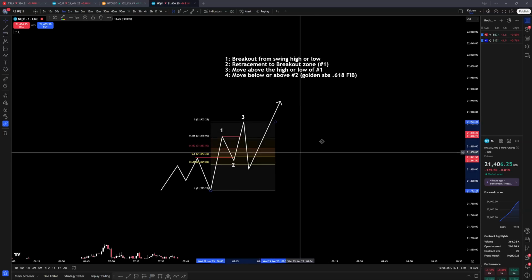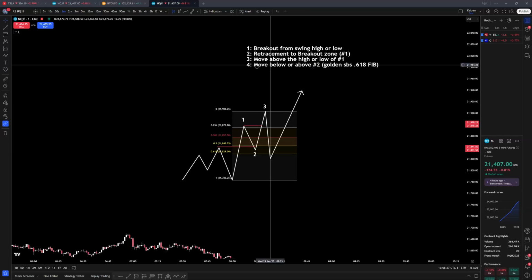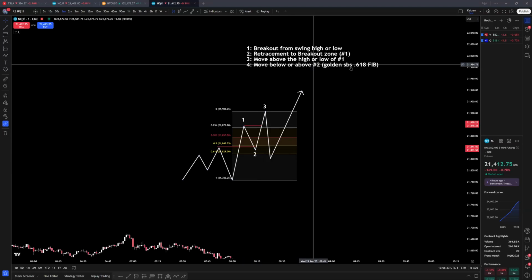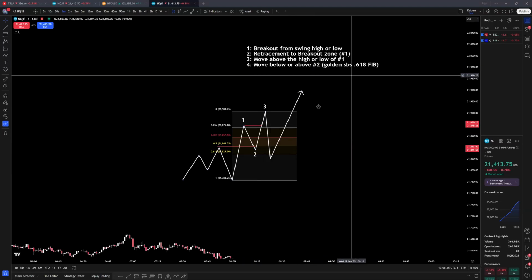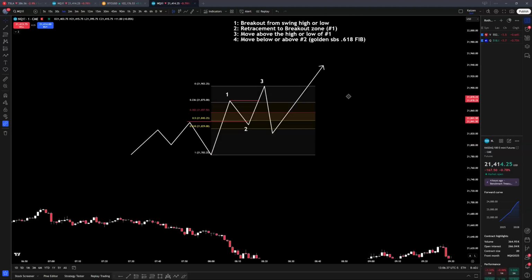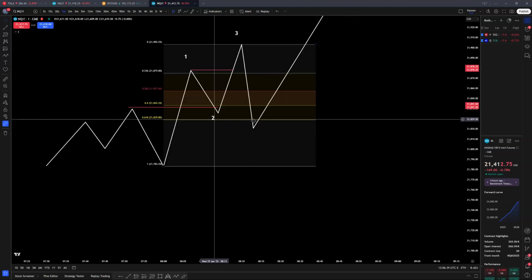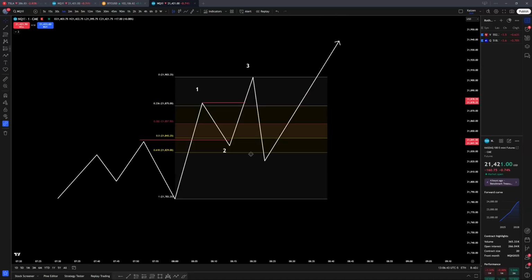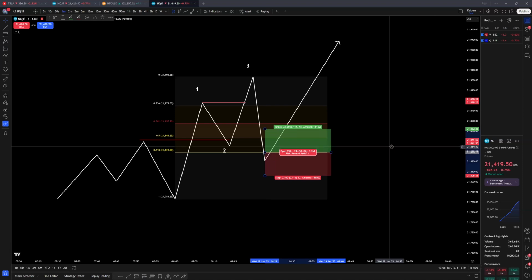Okay. And now you can see number four says move below or above number two. So in this case, we move below number two on the way back down to the 0.618 fib. So the 618 fib is right here. It's known as the golden level. Okay. And you would enter long on this 0.618. Okay. You can do this for manual trading too if you'd like.